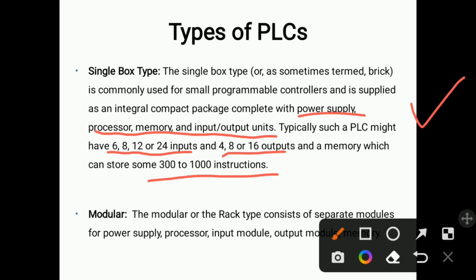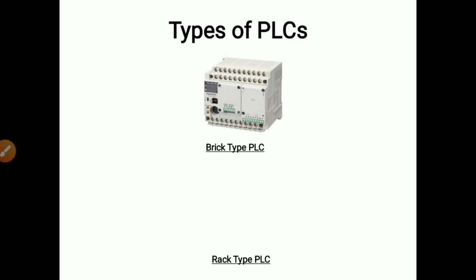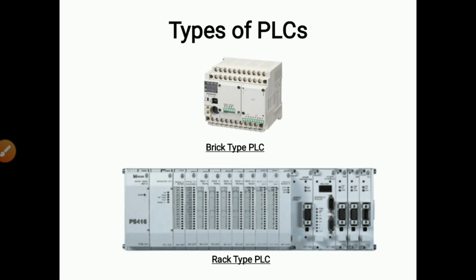The other one is the modular type. The modular or rack type consists of separate modules for power supply, processor, input output modules and memory. So it has separate modules for each and every unit. It is called the modular type, that is, the rack type PLC. You can see the diagram of the rack type PLC. It has slots or racks provided for connecting input output devices, memory and all other things. So these are the types of PLCs.